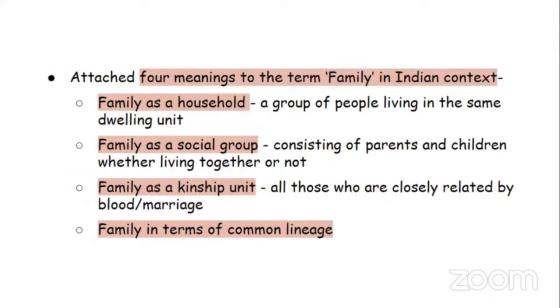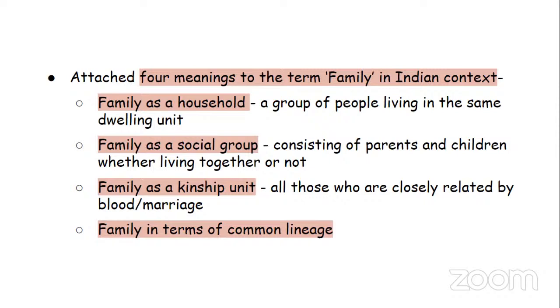Then Shah attached four meanings to the term family in the Indian context. They are family as a household, family as a social group, family as a kinship unit, and family in terms of common lineage. Family as a household means a group of people living in the same dwelling unit, in the same building or in the same house.